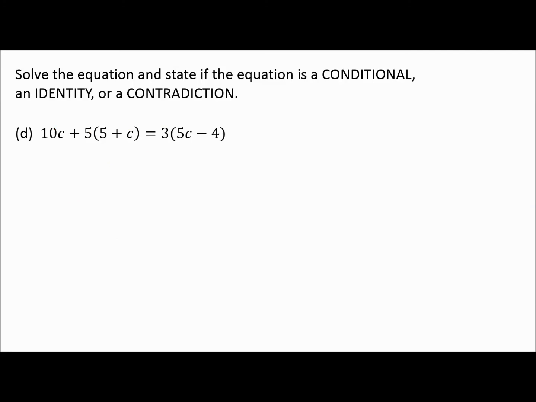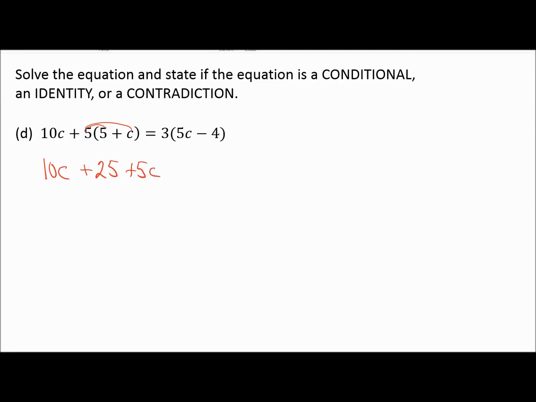So we get to practice more of the distributive property. So notice on D, and I'm looking at the left-hand side, what needs to be done? Well, I need to distribute that 5 inside the parentheses. So I have 10C plus, now I have 5 times 5 is 25, and then 5 times C would be plus 5C.